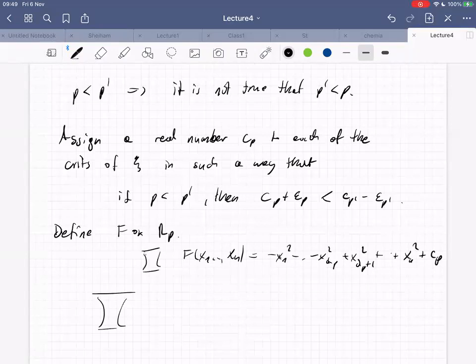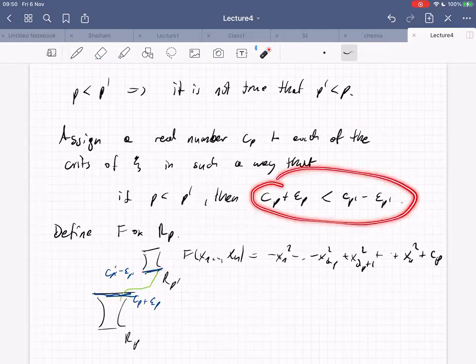So what is the picture? We have a trajectory, we have RP prime. There exists a trajectory from RP to RP prime. So Cp plus epsilon p is the value of function f here, and Cp prime minus epsilon p prime is the value of the function here. So if we have a trajectory from RP to RP prime, then the value of the function here should be smaller than the value of the function here. So that's the explanation of this assignment. The choice is arbitrary. We can choose cp and cp prime the way we want.